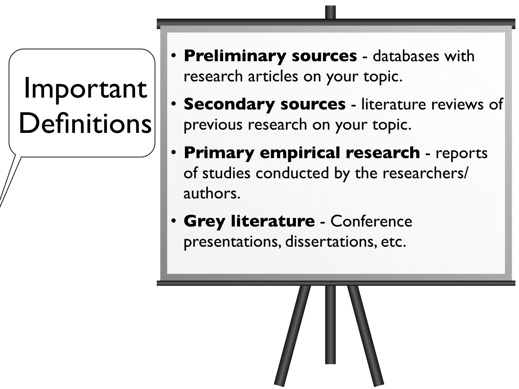So what are some of these terms? These are some important definitions. Preliminary sources. These might be databases that you research articles on your topic, that you find research articles with for your topic. Secondary sources, you're probably pretty familiar with the terms secondary sources and primary sources. Secondary sources, these are other literature reviews.